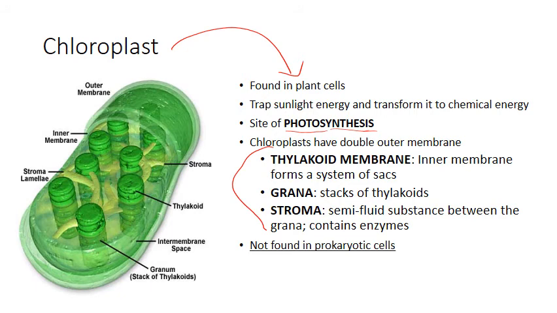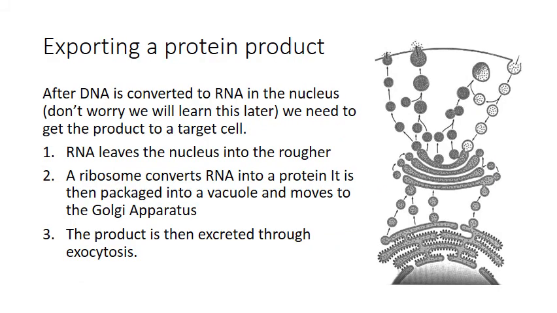So your thylakoid membrane is the inner membrane that forms a system of stacks. So you can see them all stacked on top of each other just here. And then grana is the stack of the thylakoids. So here we have a thylakoid, and then we have a stack of them which makes a grana. And the stroma is the fluid space between them, so this fluid bit in here. And each of them has a different role in photosynthesis.